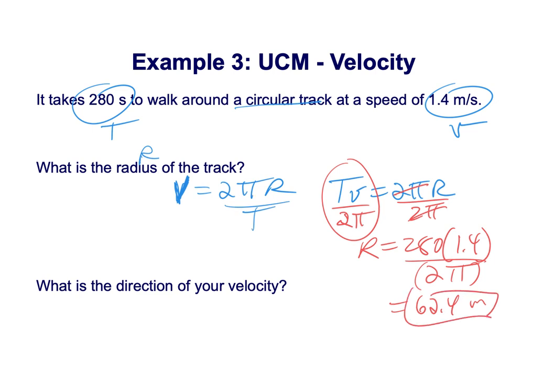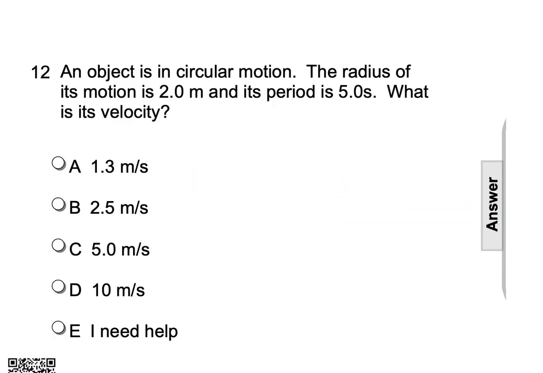What is the direction of your velocity? Again, tangential to the path, because it's tangential velocity. Okay, the radius of motion is given as r. His period is 5 seconds, so they tell me straight up that that's the period. What is his velocity? V equals 2 pi r over t.